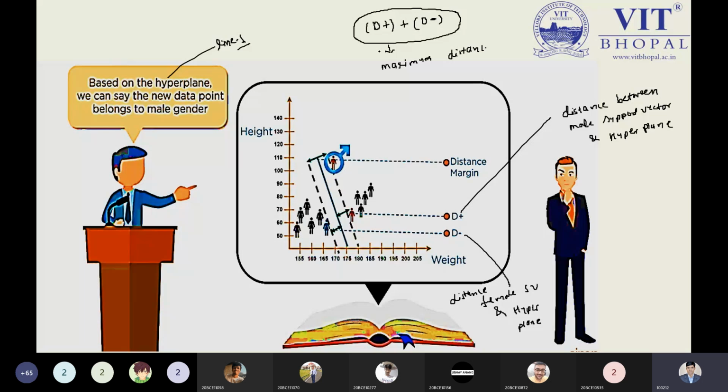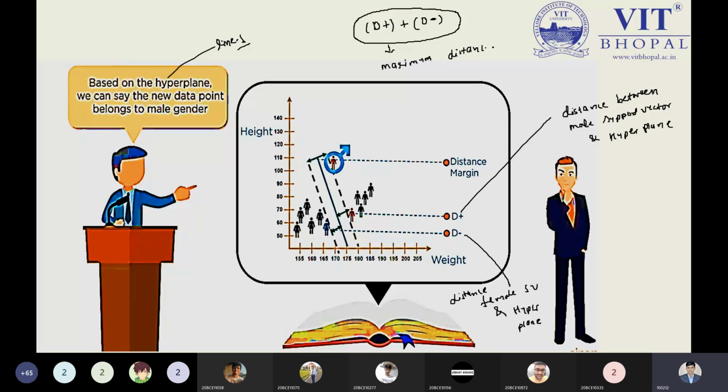We have already calculated this. We have D plus, the distance between the male support vector and the hyperplane, and D minus, the distance between the female support vector and the hyperplane. We are drawing the dotted line, the upper sky blue line, which passes close to the support vector. So this is the distance, and it will be equivalent to the maximum distance.